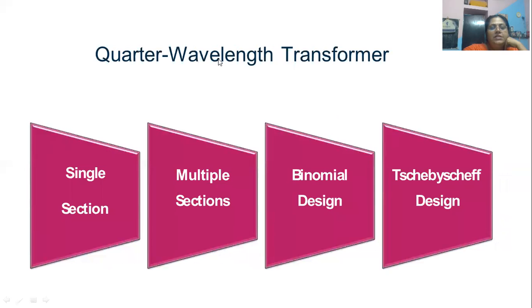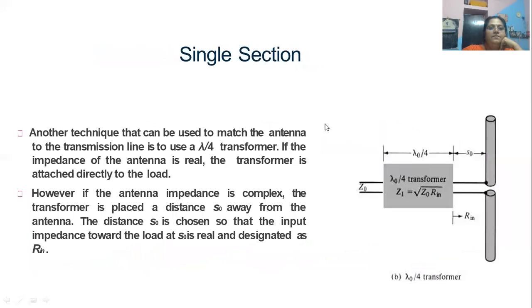matchings. Now there are the quarter wavelength transformers which can be designed. If the length of the transmission line is considered to be lambda by 4, it is known as the quarter wavelength transformer, and it is defined on variable sections like single section, multiple sections, binomial designs, and Chebyshev design. Now, if we see the single section design, another technique that can be used to match the antenna to the transmission line is to use a lambda by 4 transformer.